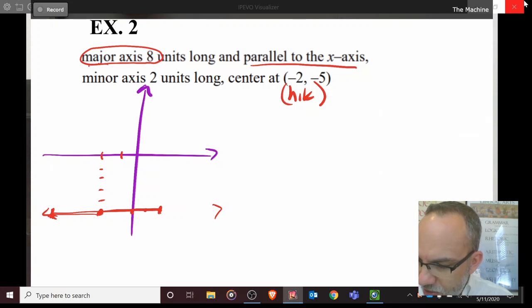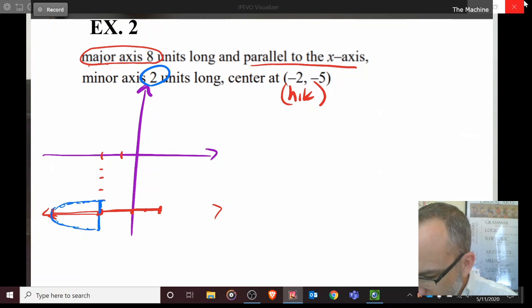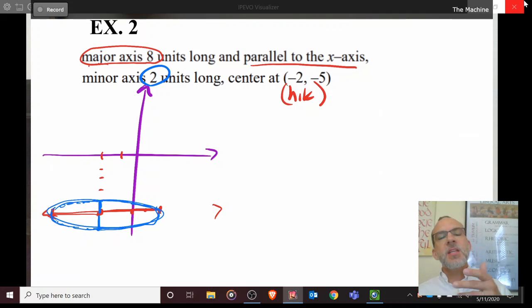Okay, and the minor axis is 2 units long. The minor axis now has to go up or down. Half of 2 is 1, so it's going to go up 1 and then down 1 like this. And so what I get is this, pardon my crude drawing, this really kind of a bent ellipse that goes that way. But I can see very clearly that it's wider on the x-axis line and narrower top to bottom. So my value below the x group in my equation is going to have to be the largest one.